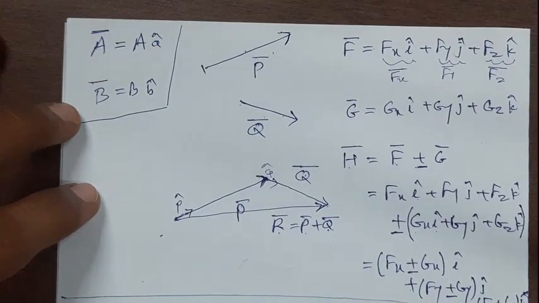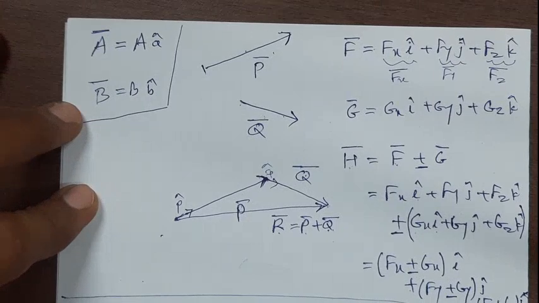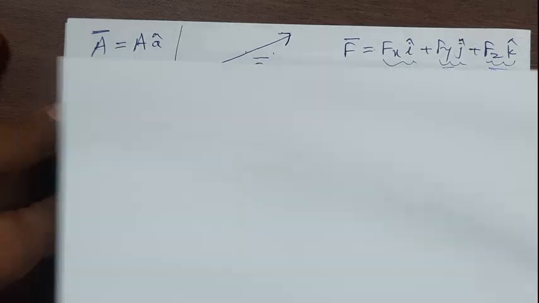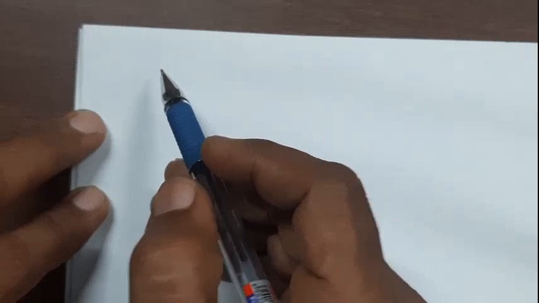Suppose we have to add or subtract the vectors, then what are the methods for addition and subtraction of the vectors? We'll proceed for the multiplication. Before that, we can have three different terms.